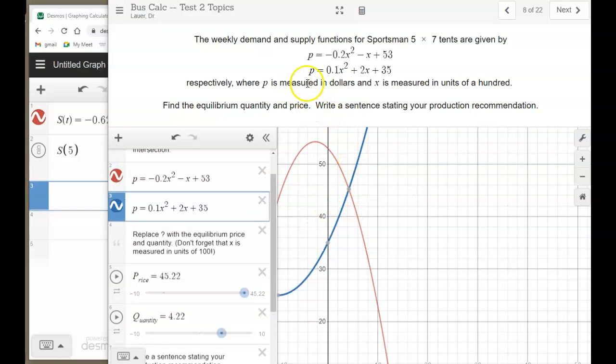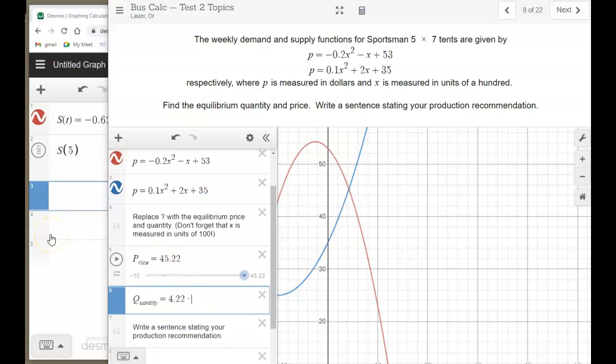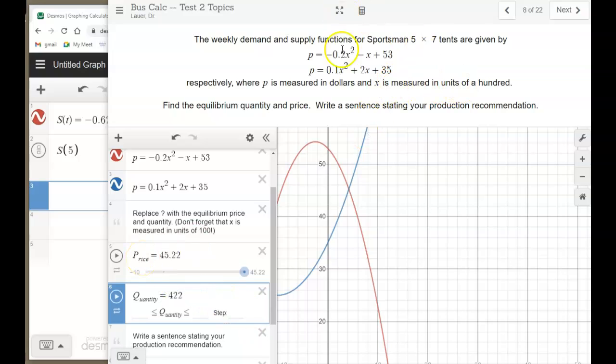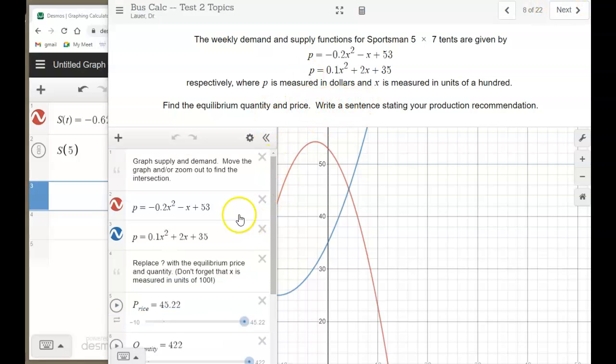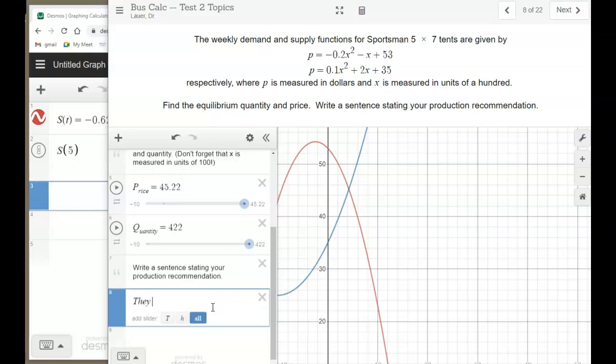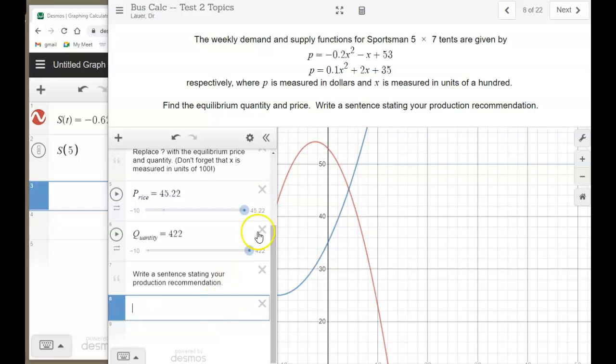Now it says that P is measured in dollars and X is measured in units of 100, so I actually want this times 100. So that's what I'd want, is 422. So make sure you're reading the units. So I also need to write a sentence stating the production recommendation. And really you should type a quote in here. Up here at the plus, you can enter a note, but you could just put a quote in here and it would do it.